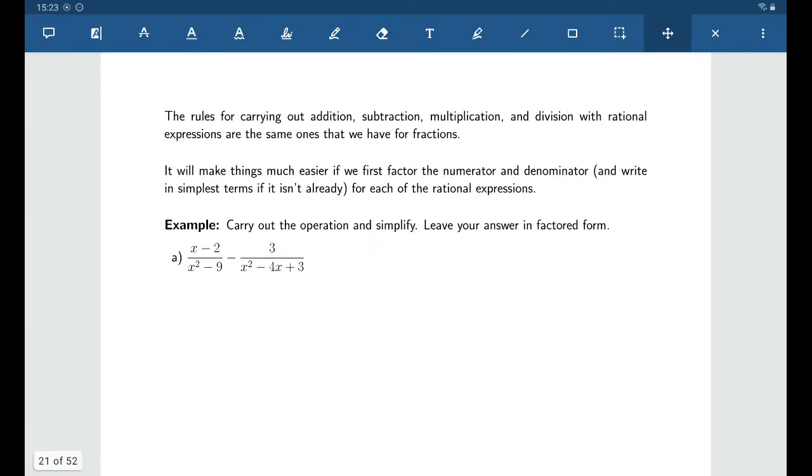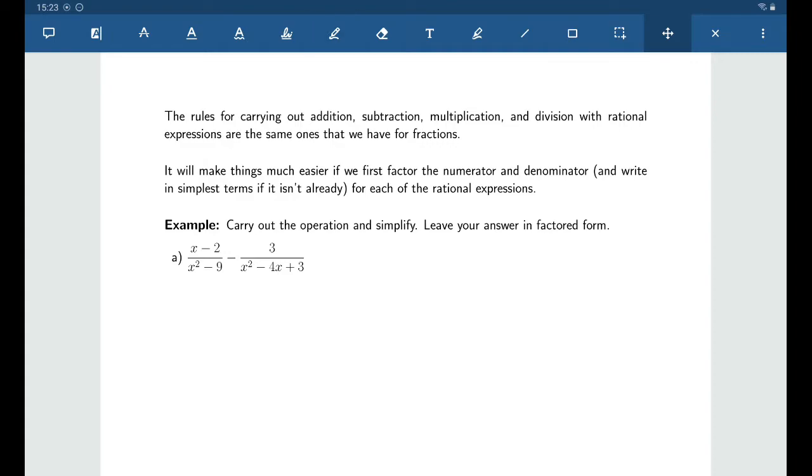To manipulate rational expressions, basically the rules that we had for fractions are the same rules that we would have for rational expressions. So if you're adding two rational expressions or subtracting them, you'll need to make common denominators. If you're multiplying two rational expressions, you multiply the numerators together, then multiply the denominators together. All of our usual fraction rules still apply.